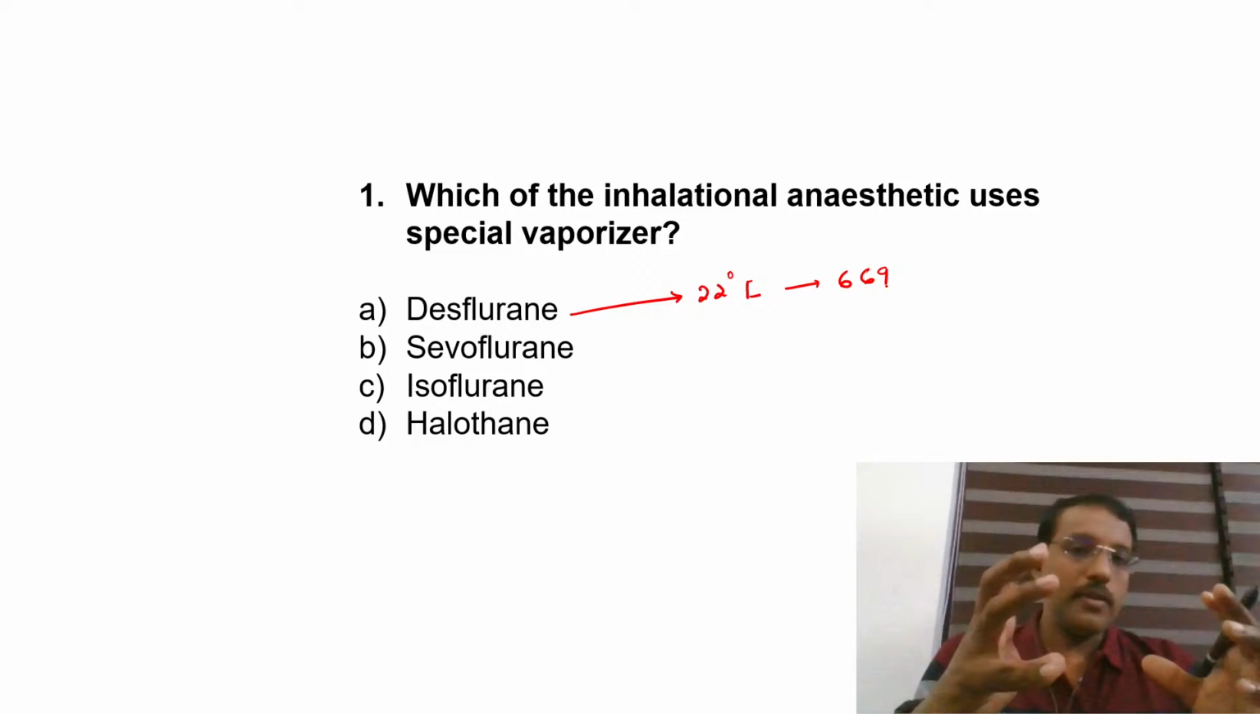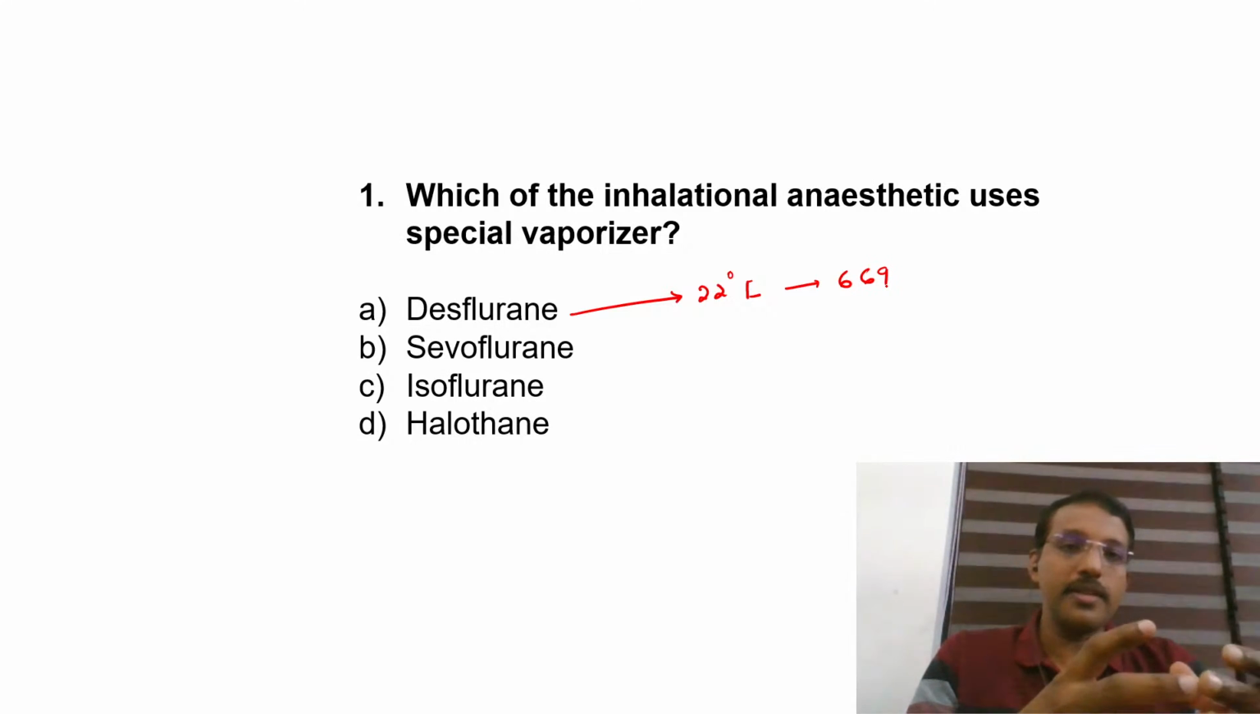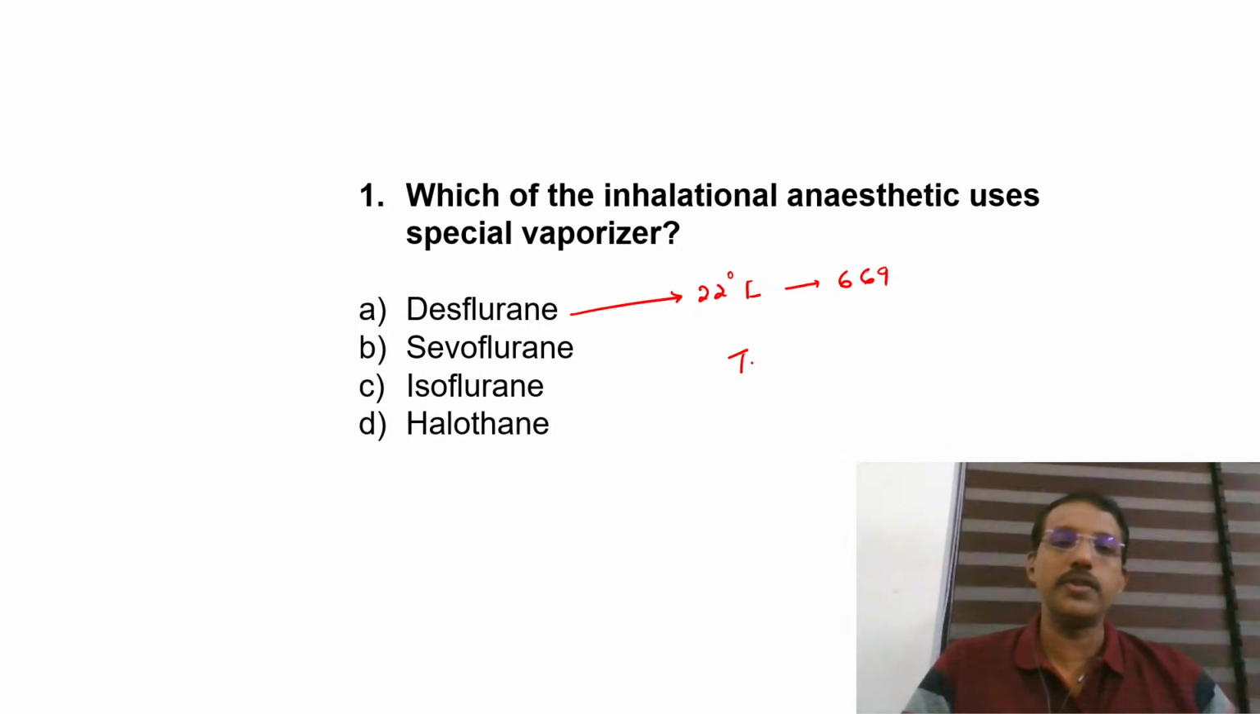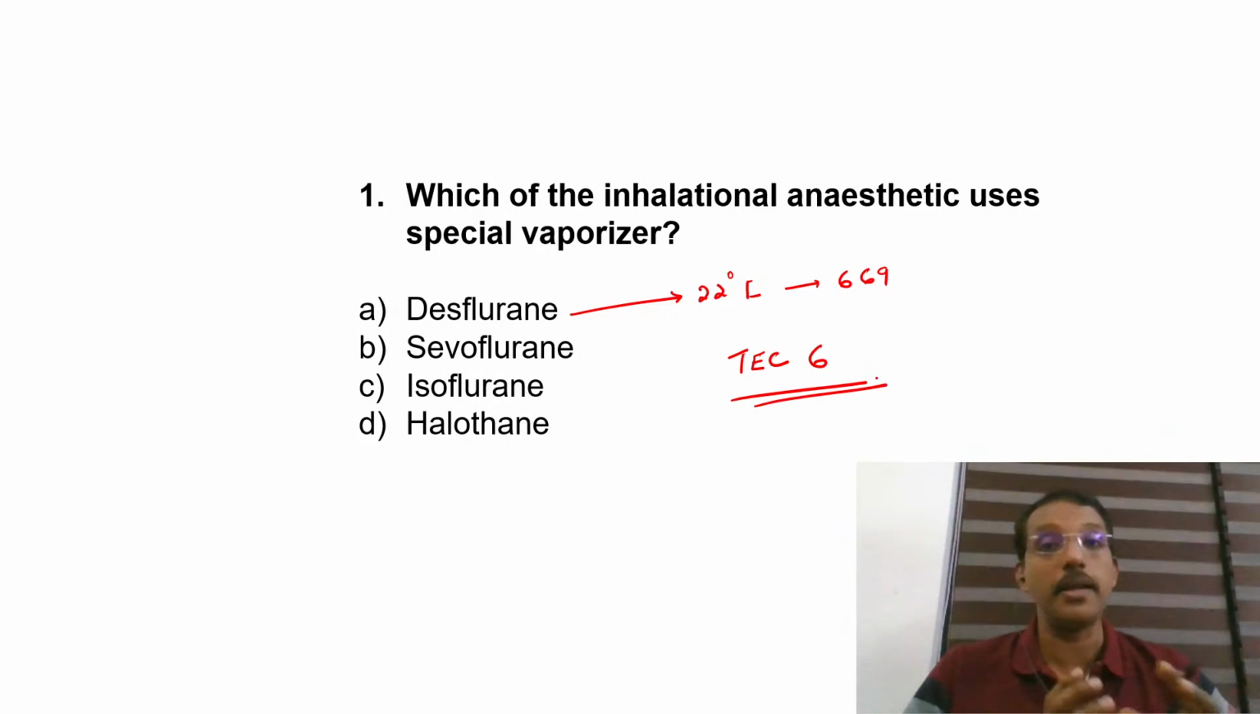So a volatile agent which boils at room temperature and whose output can be varied depending upon the temperature, because it produces very high vapor pressure, needs a special kind of vaporizer. The vaporizers we use for desflurane are called Tec 6 vaporizers. They are temperature regulated or electrically powered vaporizers, while other vaporizers used for sevoflurane, isoflurane, halothane do not need any electricity to function. So that's the advantage. That is very specifically asked.